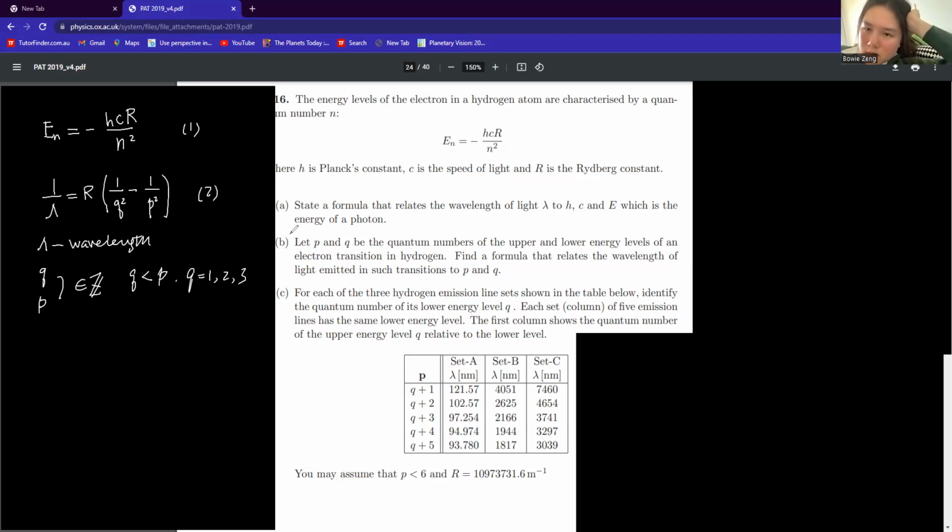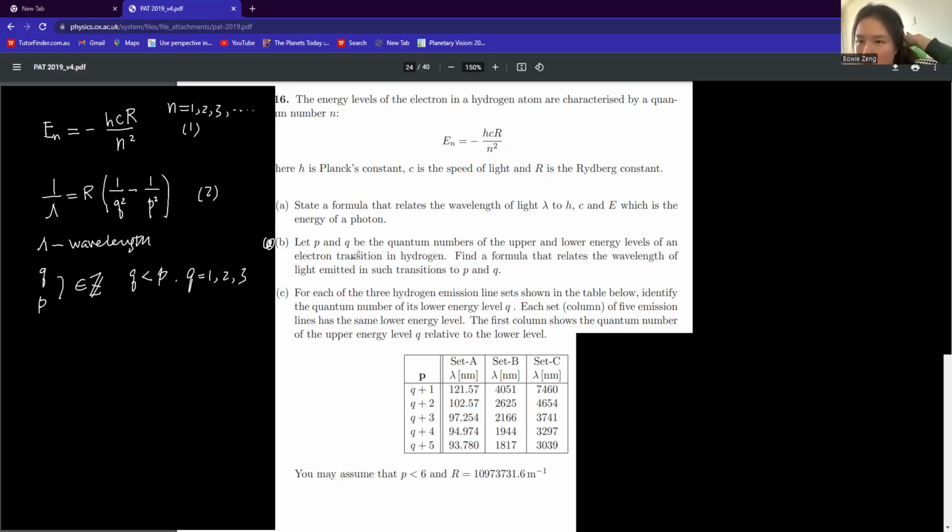So we are going to solve the second question. Let p and q be quantum numbers. This n is called the quantum number. In the first formula, n is an integer: 1, 2, and 3. So n is called a quantum number. But in the second formula, we use p and q to represent the integers. That's all.